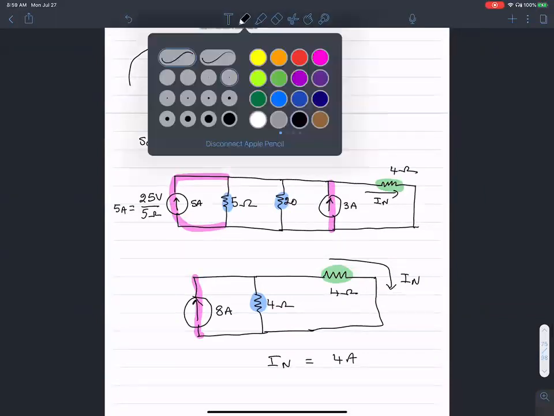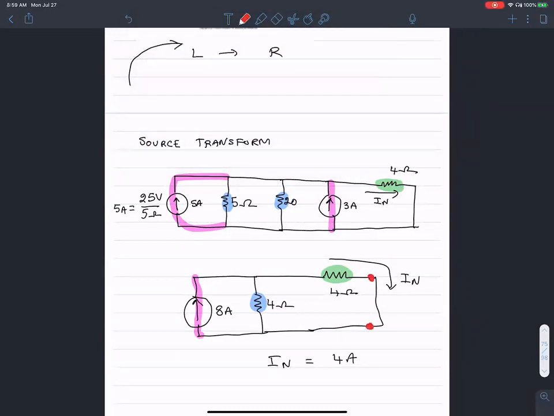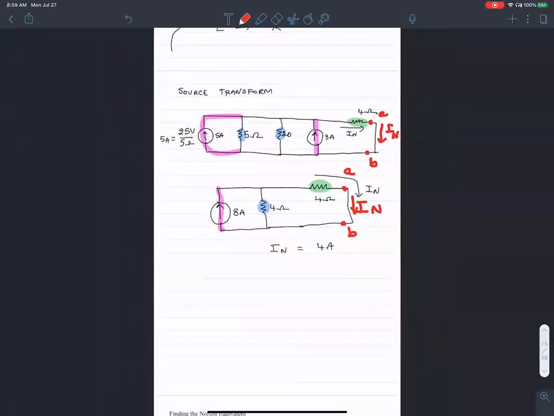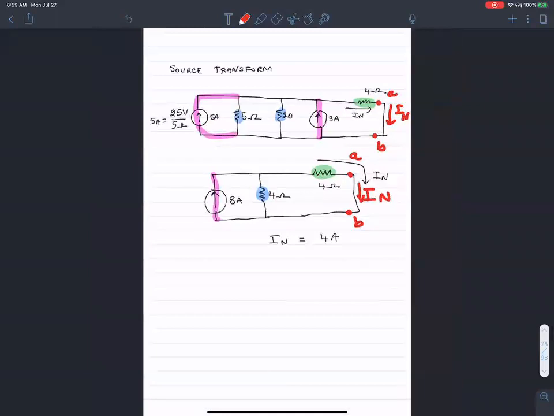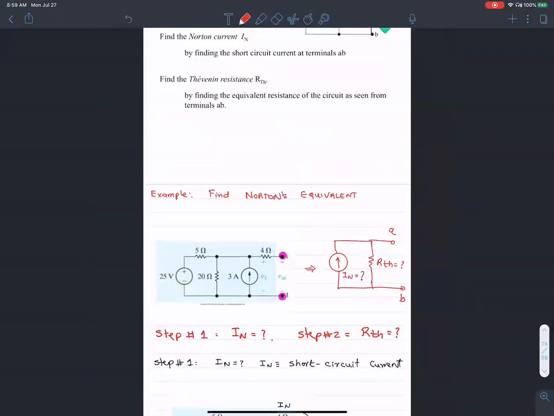Does that make sense? So where are my terminals here? These are the terminals A and B. Remember, I'm interested in finding the current IN that is flowing between the terminals A and B. That's I Norton. I naught is the short circuit current flowing between the terminals A and B. So if I were to simplify all of this circuit.